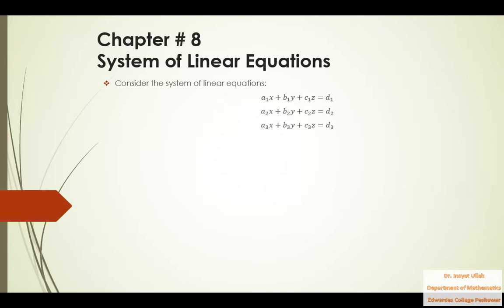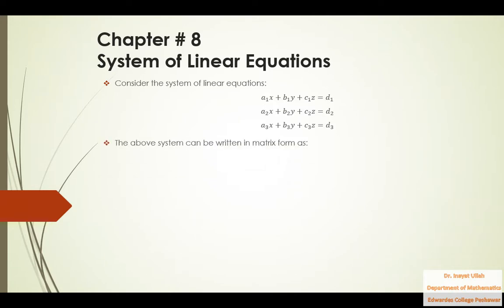So this is the system of 3 linear equations involving 3 variables. If there are 4 equations, there will be 4 variables, and if there were 5 equations, there will be 5 variables. So the number of variables and the number of equations in our case will always be equal to each other. So we need to solve this system of equations.